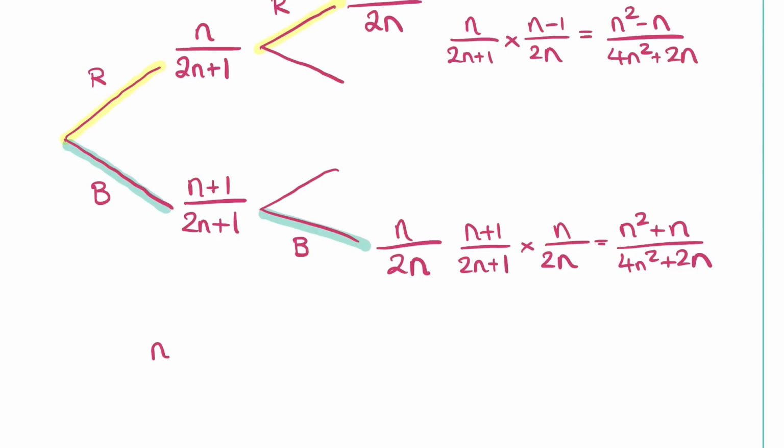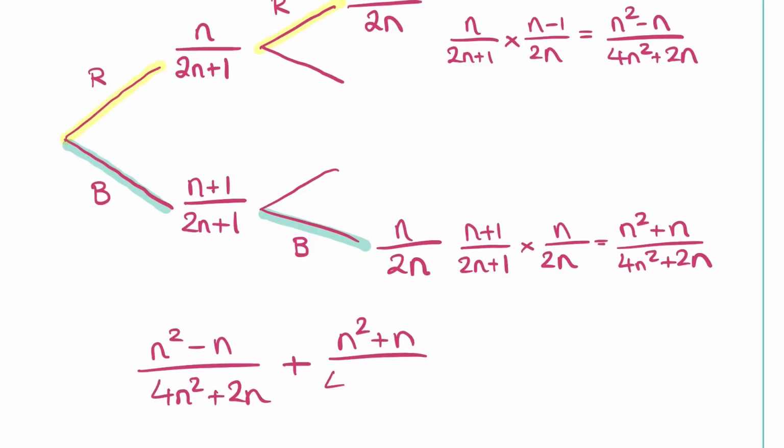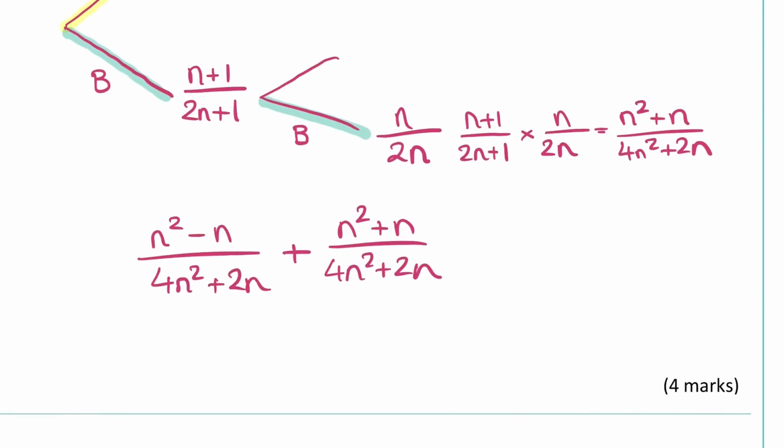So n squared minus n over 4n squared plus 2n, plus the probability of 2 blues, which is n squared plus n over 4n squared plus 2n. It's quite nice actually, the numerators: n squared add n squared is 2n squared, and the minus n plus the n cancels out, so just 2n squared. And then we have 4n squared plus 2n. I mean, that's the expression there for getting the same colours.